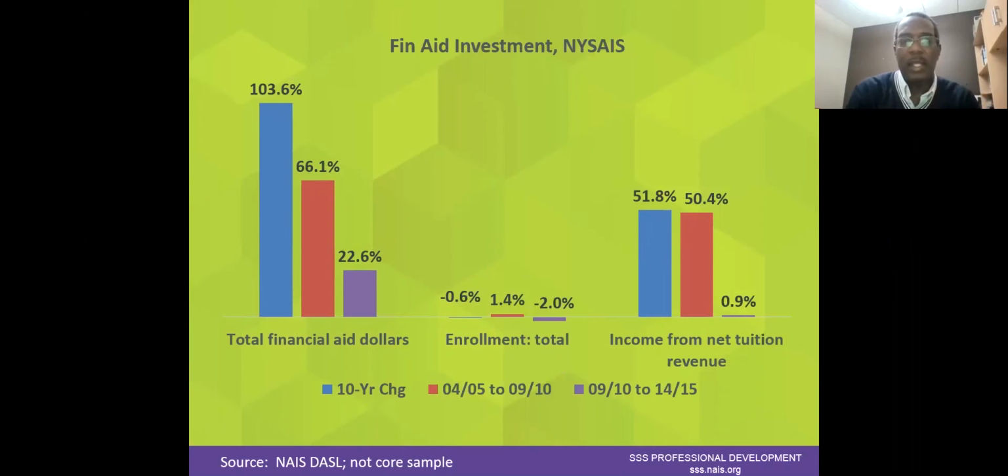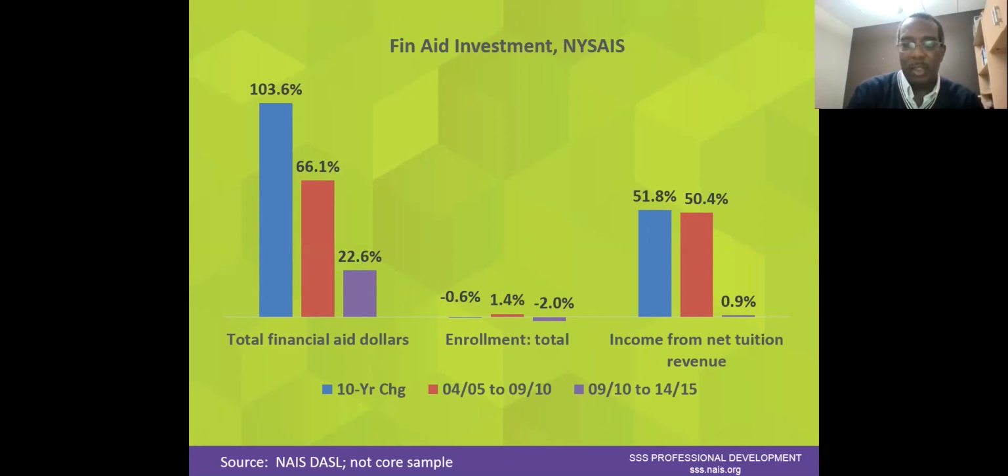This chart looks at the amount of dollars being spent, juxtaposed against how enrollment is changing. For schools statewide, in the first 5 years of that period, total financial aid dollars went up 66%. But in the last 5 years, total financial aid dollars only went up about 23%. So there was definitely a flattening out or curbing of the financial aid investment that schools were making, which again impacts who they deem eligible or who they ultimately award financial aid.